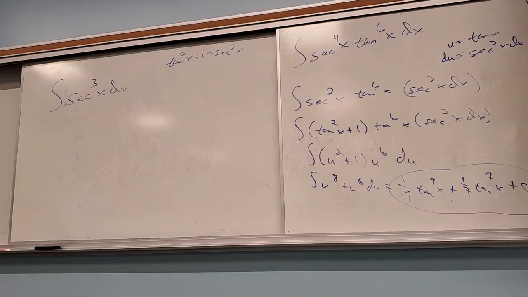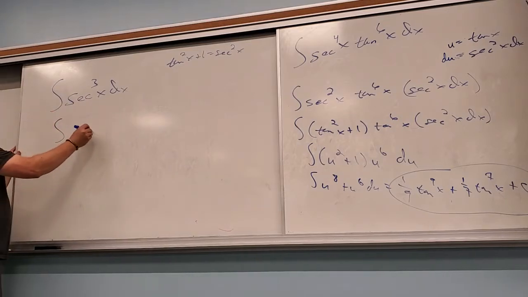Yeah, we're a little screwed with these, but anybody have any ideas? Split it up. Secant squared x, secant x. Yeah, so it does seem to relate to secant squared. So why don't we just kind of break this up? Let's see what this does.